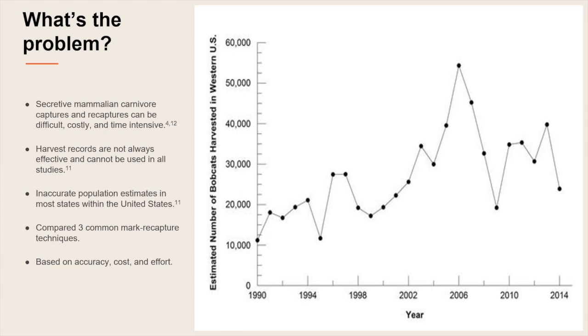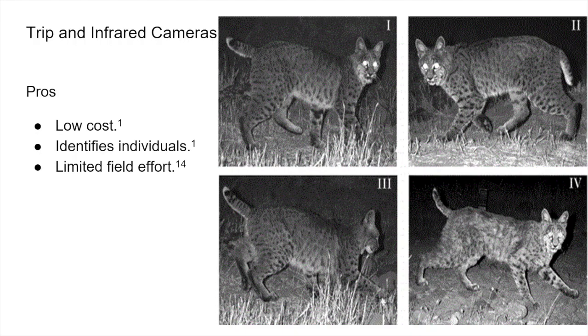We analyzed 3 common mark recapture techniques to determine which method will provide the most accurate population estimation while also being the most efficient and cost-effective. Our first method is trip and infrared cameras. This method consists of using an array of remote-triggered cameras. With these cameras, researchers non-invasively capture the study species through photographs, and then they use these photographs to identify individuals based on their natural markings. Encounter histories for marked individuals can then be constructed for any recaptures obtained from camera traps, which can then provide a detection probability and population estimation.